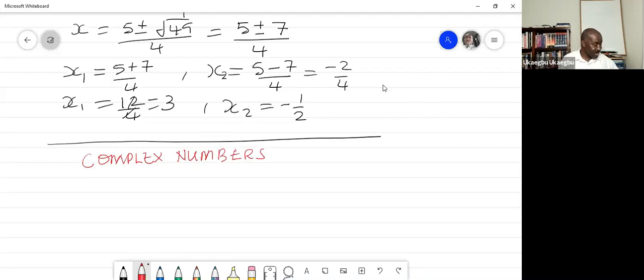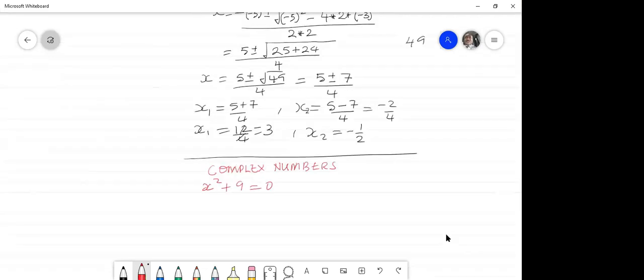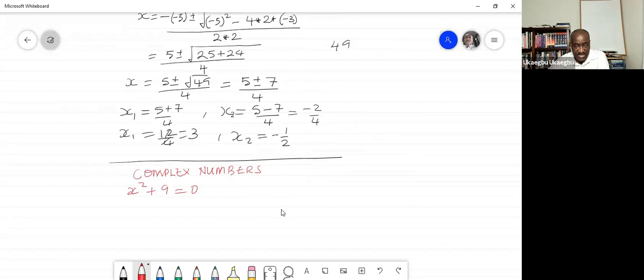I am going to write an equation and then you tell me whether it is a quadratic equation or not. Okay? So x squared plus 9 is equal to 0. Is that a quadratic equation? Yes or no? No. Okay, somebody suggested no.